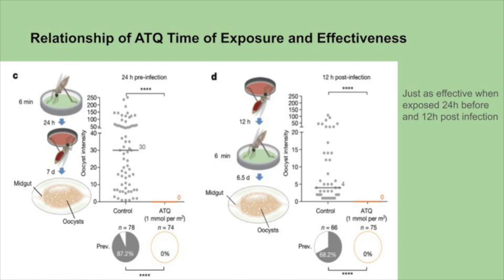And if you look at the graph on the right, we can see that they were exposed to ATQ 12 hours post-infection. And this graph also shows that there is a 0% oocyst intensity. And so this shows that it's just as effective when the mosquitoes are exposed 24 hours before or 12 hours after infection, which is important information when we're thinking about when the mosquitoes might land on the nets and come into contact with ATQ, and if they're already exposed to malaria at that time.